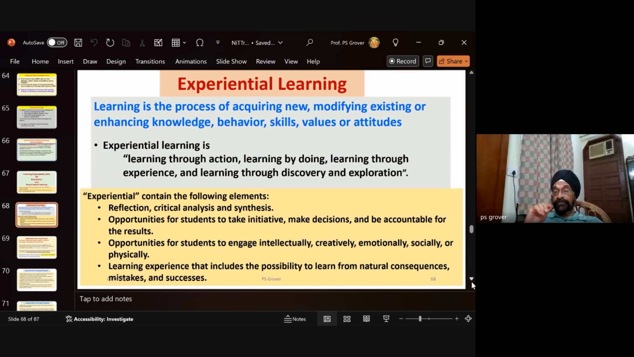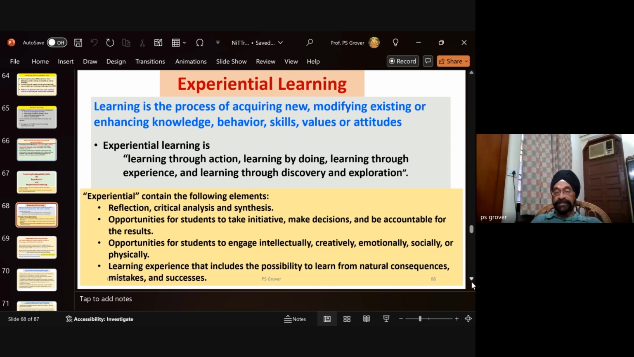सो लर्निंग जो हम रियल लाइफ में गेन करें, जो किताबों में नहीं दी होती है, लेकिन क्लासरूम में हम इसको making it a part, we can imbibe these in the students. Skill learning is learning through action. You are all familiar with this. Learning by doing, learning through experience, and learning through discovery and exploration.